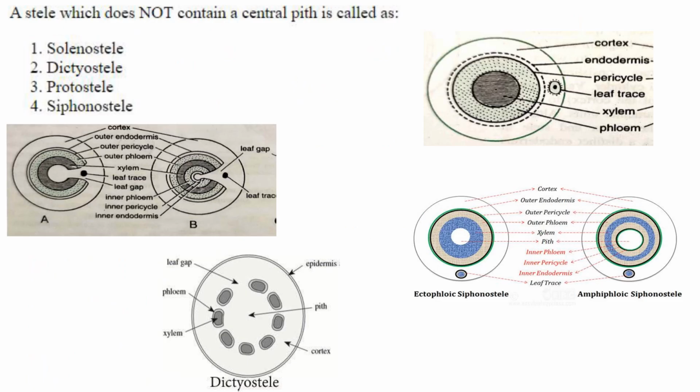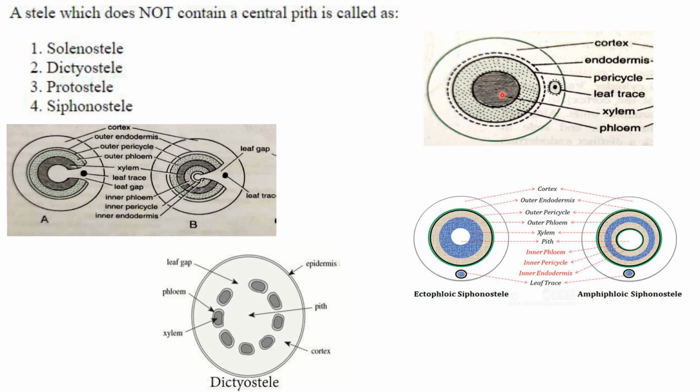Then next one. A stele which does not contain a central pith is called. So solenostele, that is these two, ectophloic solenostele and amphiphloic solenostele. So ectophloic solenostele has a pith, amphiphloic solenostele also has a pith. Amphiphloic means it has phloem on both sides of the xylem. So that has pith. So this is the case of solenostele. Dictyostele, again you can see a prominent pith in dictyostele. So that's also not correct.